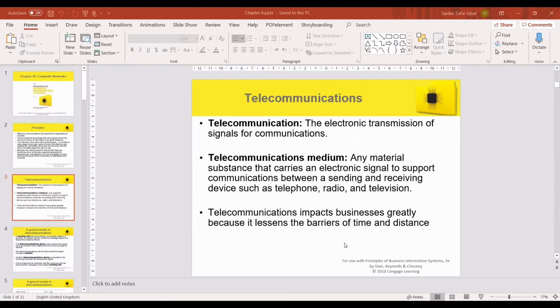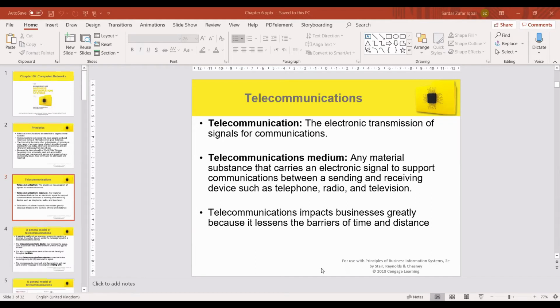When we call from the mobile phone, the mobile phone is getting signal from the tower near your house, near your place, and that tower is connected with another tower, and that tower is near to the guy that you are calling. So this is how the transmission takes place. Okay? Is that clear, guys? Are you with me?